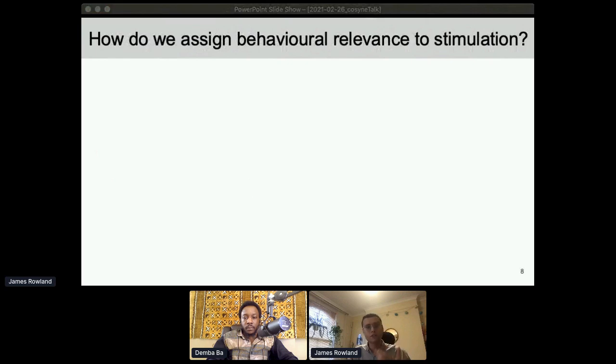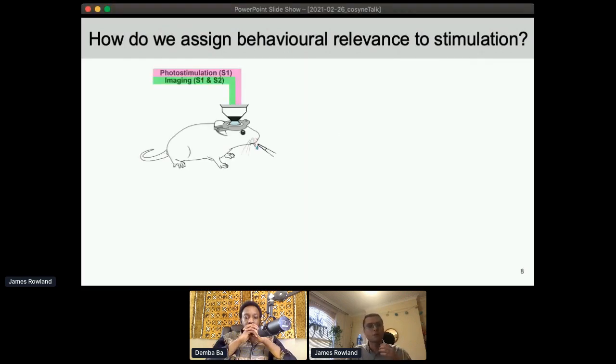Okay. How do we ensure that our propagation of activity is not just passive, but rather has behavioral meaning to the animal? We do this by training mice through operant conditioning to learn the association between optical activation of S1 and reward. So after the initial training, we photostimulate groups of neurons in S1 and ask the mouse to tell us if it perceived the stimulation. And if it perceives the stimulation, the mouse is trained to lick a spout for a water reward.